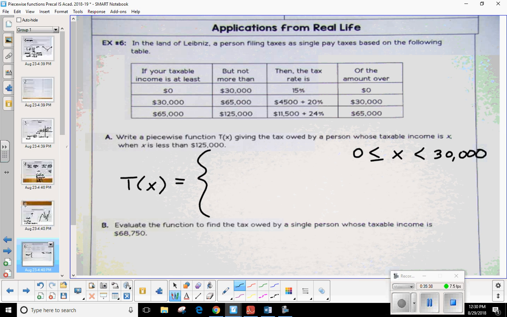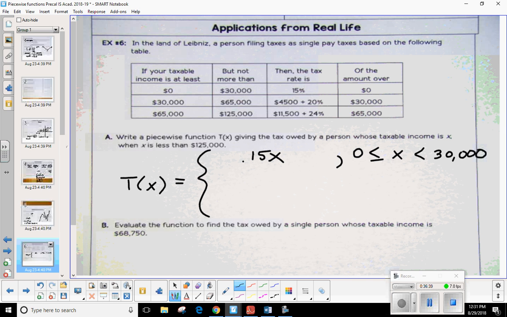Well, x is the amount of money that you're going to be taxing, right? The taxable income. In this range, the interest rate, I should say, is 15%. So how do I find 15% of anything? Change it to a decimal, 0.15. If I want 15% of 100, it's 0.15 times 100. But x represents my money, so I'll say 0.15x. In this range, all I have to do is multiply the taxable income by 15% according to this table.